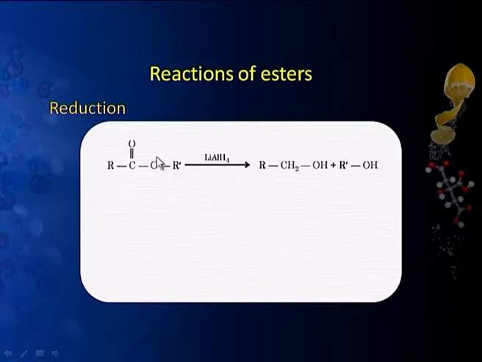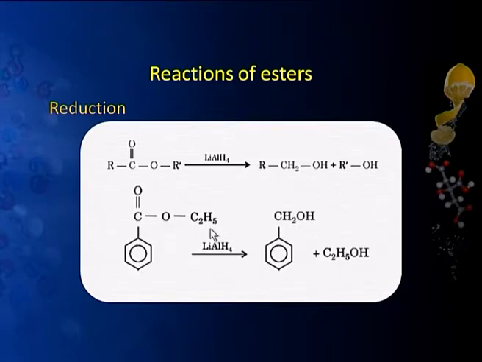One, the alcohol that was the part of the ester, and the other, the acid part of the ester, is also reduced into the corresponding alcohol, such as ethyl benzoate. When it is reduced with lithium aluminum hydride, we will get ethyl alcohol, that is ethanol, and benzyl alcohol from this side. Then there is another reaction called Claisen condensation.